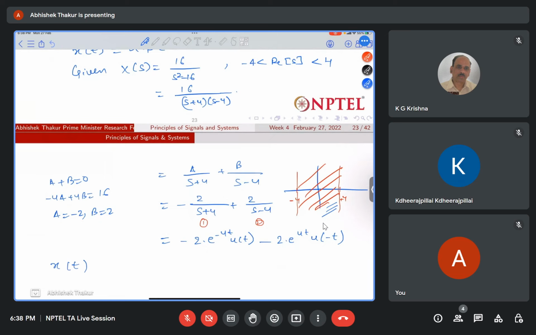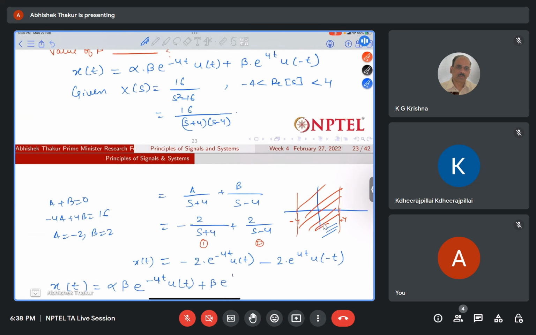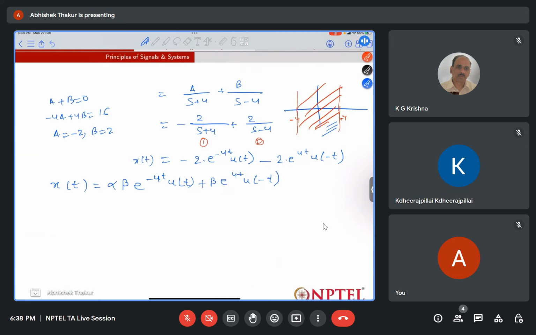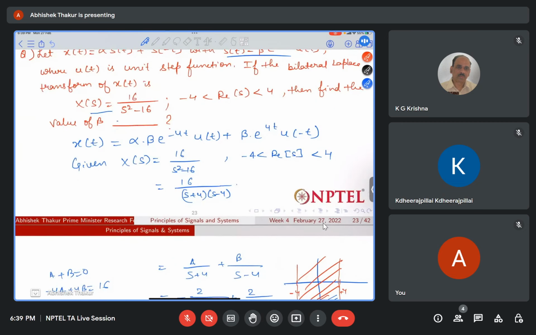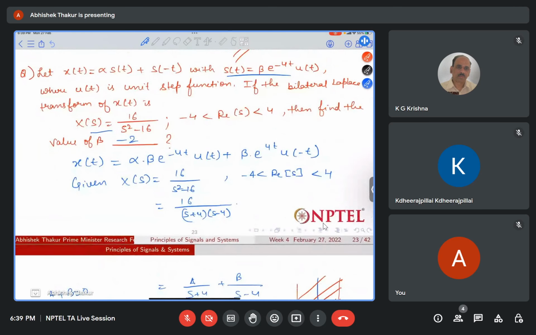Now, when you equate this with our x(t), that is given as alpha beta e to the power minus 4t u(t) plus beta into e to the power 4t u of minus t, what will be here? Alpha into beta is equal to minus 2 and beta is equal to minus 2. We have to find the value of beta, that is equal to minus 2. So, got this question? If you have any doubt, then you can ask.